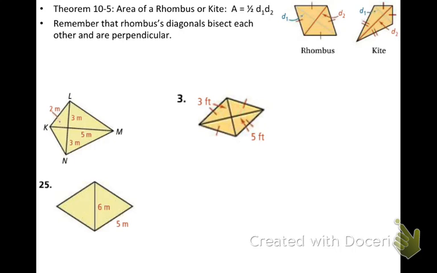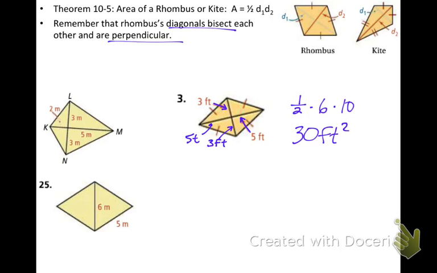And then again with these two, I'm going to do the same thing. One thing that we pointed out here is my diagonals bisect each other and they're perpendicular. So this is a rhombus. If this right here is 3 feet, that means that this right here is also 3 feet. If this is 5 feet, then this right here is also 5 feet. So my diagonals are 6 and 10, so 1/2 times 6 times 10 gives me an area of 30 square feet.